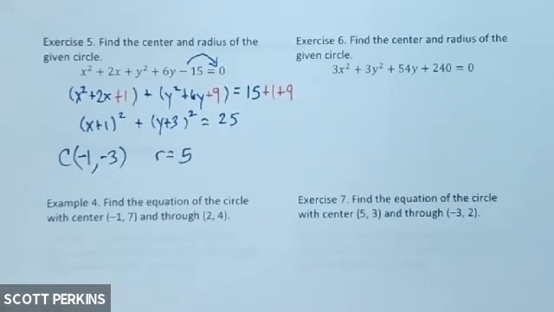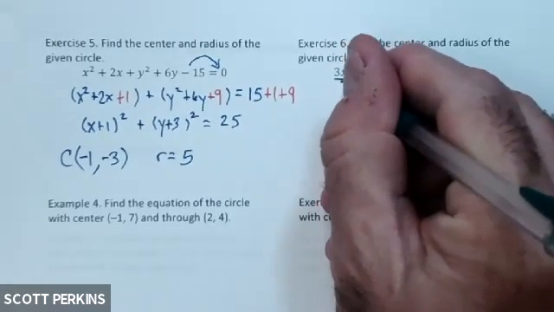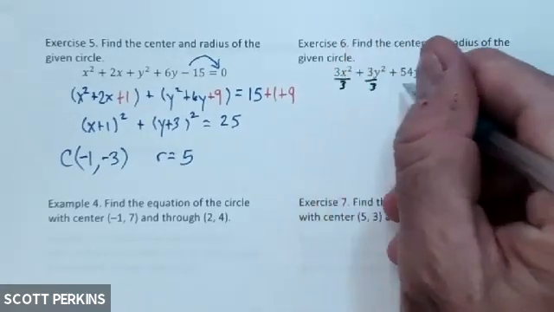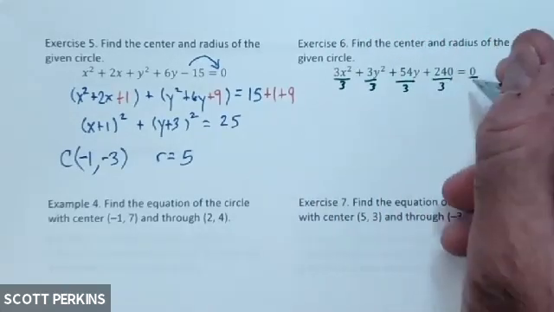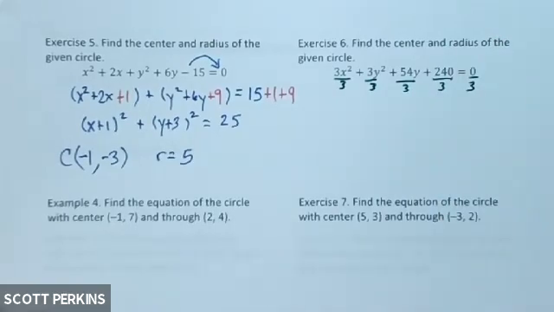So here's what you're going to do. You're going to divide every term that we have by 3. That way I have no number in front of the x squared or y squared. There's a 1 there. And then I want you to go ahead and do the completing the square and tell me what the center and the radius are.